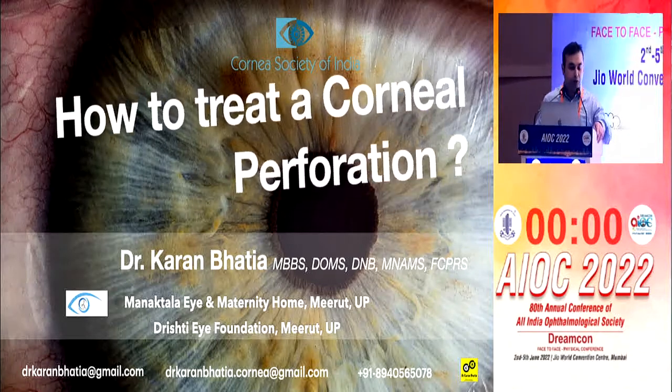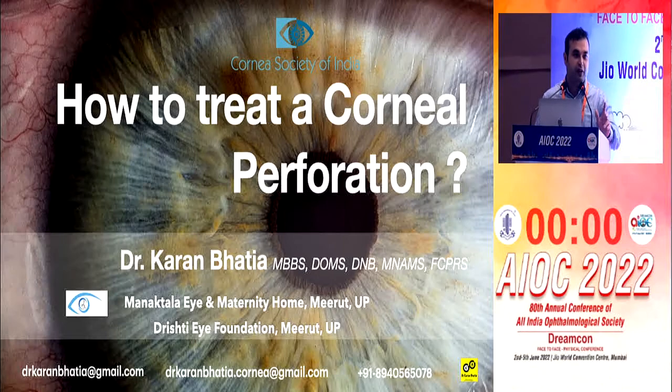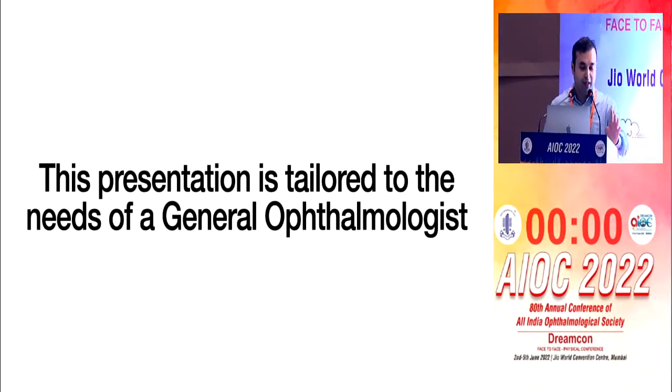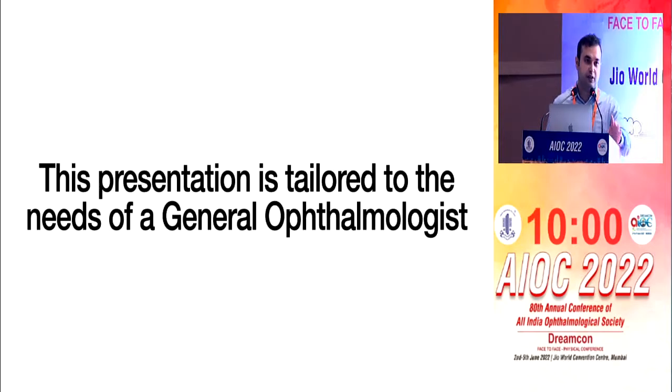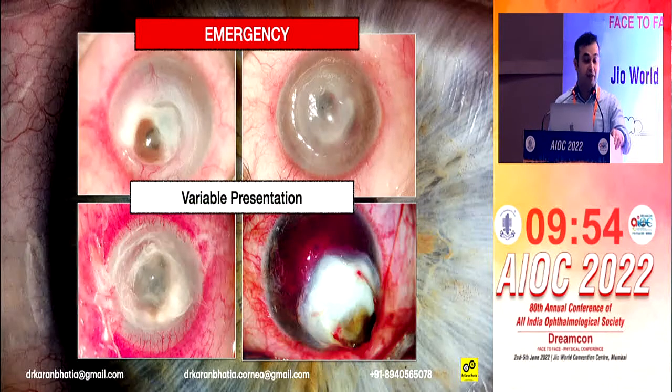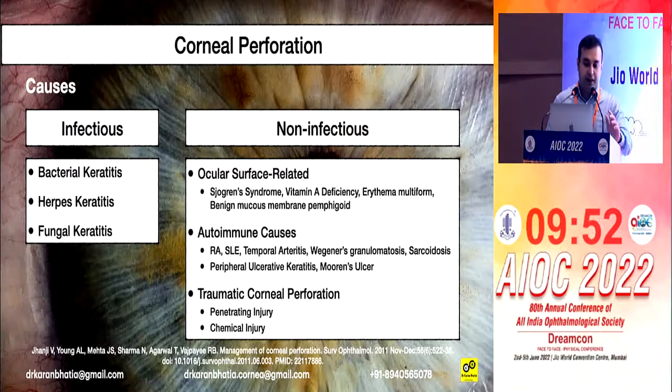How to treat a corneal perforation is always an enigma for a lot of general ophthalmologists, so this presentation is tailored specifically to them. A corneal perforation is an emergency. It can have a variable presentation. Multiple causes have been described in the literature. They can be infectious or non-infectious. The non-infectious could be ocular surface related, autoimmune, or due to trauma itself.